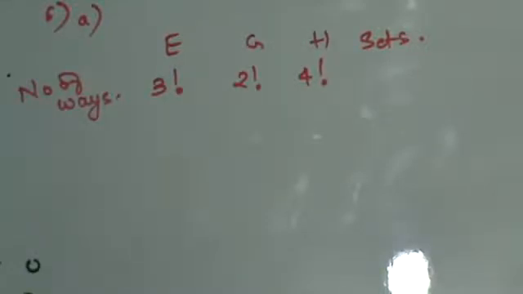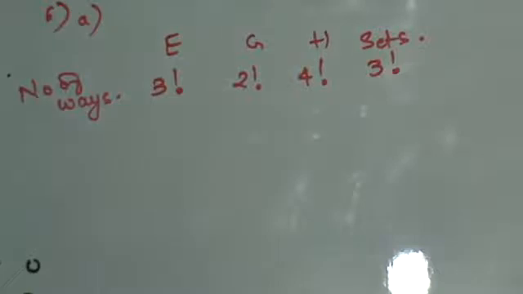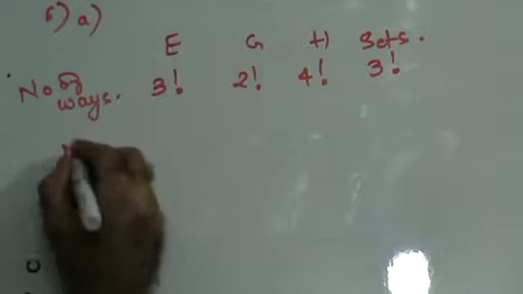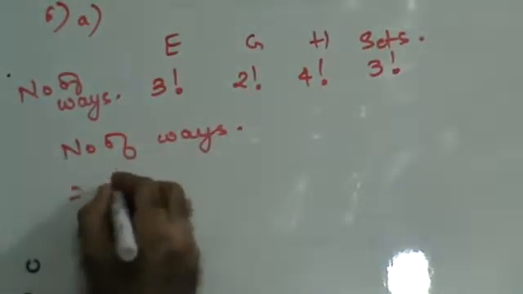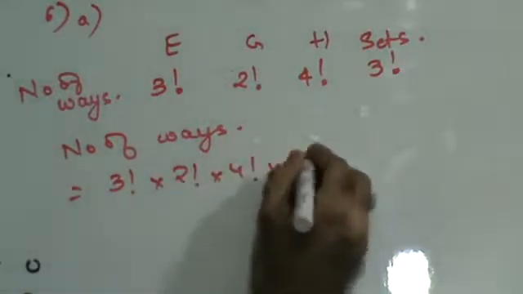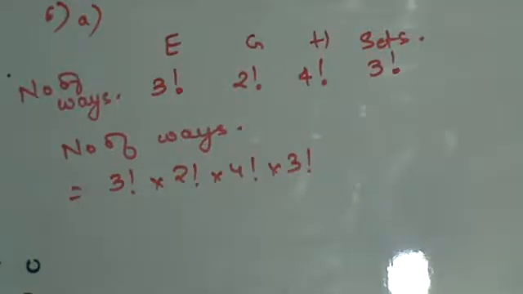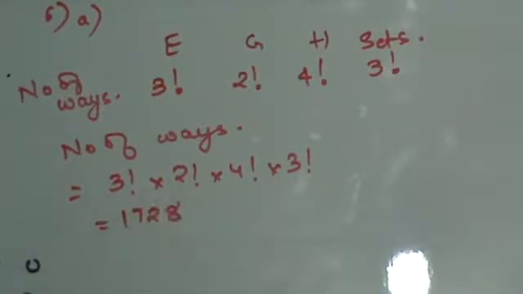There are 3 sets. 3 sets will occupy 3 places, so they can be arranged in 3 factorial ways. So the number of ways in which all the books of same subject are together is 3 factorial into 2 factorial into 4 factorial into 3 factorial, which is nothing but 1728 ways. Fine. Next.